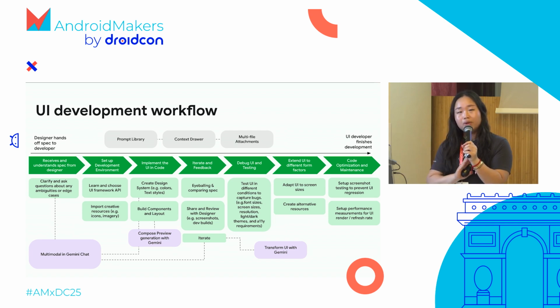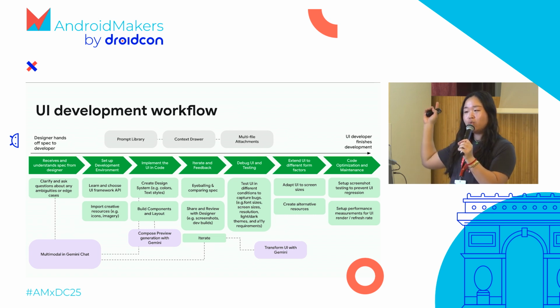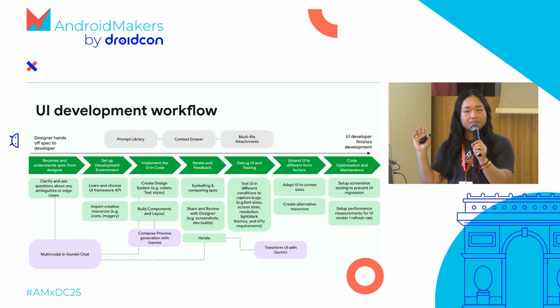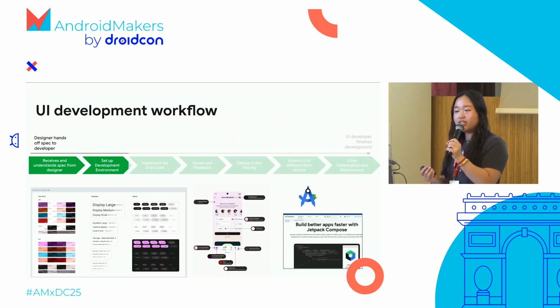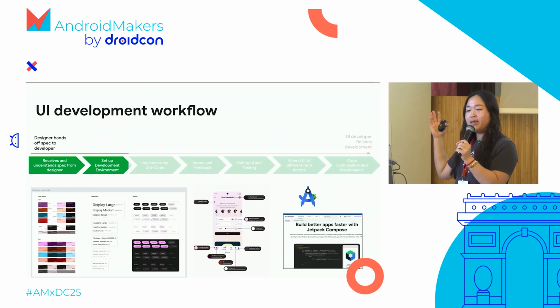The multi-modal support in Gemini Chat, Compose preview generation with Gemini, and Transform UI with Gemini, as well as the ones in gray, which are prompt library, context drawer, and multi-file attachments. These are existing Gemini in Android Studio features, not specific to UI development, but we feel there are ways you can leverage them to help accelerate your workflow. So let me get started. Let's look at the beginning stages.